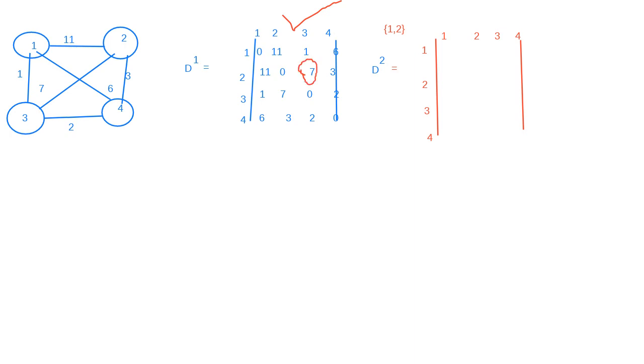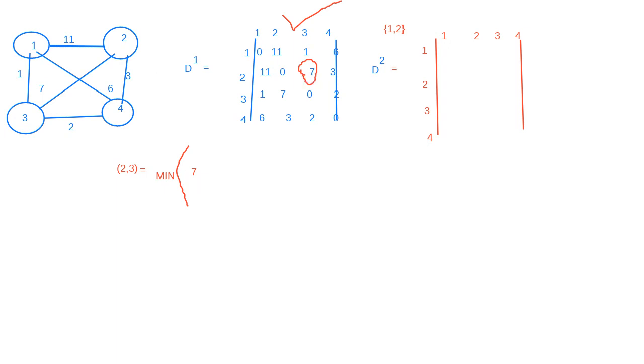So what does our algorithm say? Write the number which is already there if you have to solve the entry 2 comma 3. So here I am writing 2 comma 3 and here I am writing minimum. Minimum of what? Minimum of the already existing value. The already existing value is 7, so I have written 7 over here.